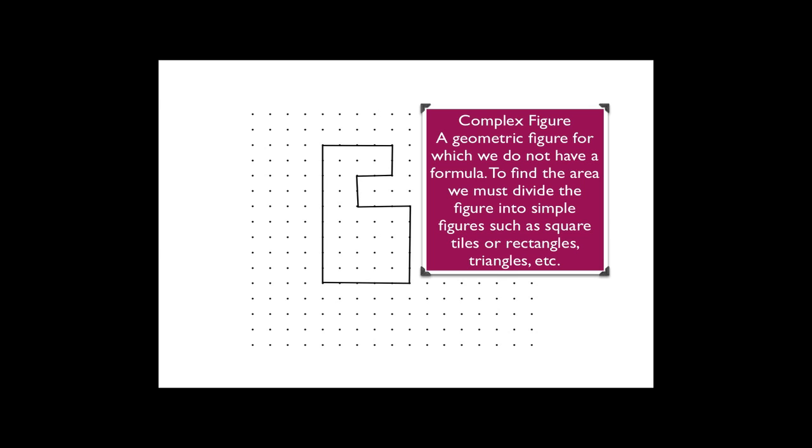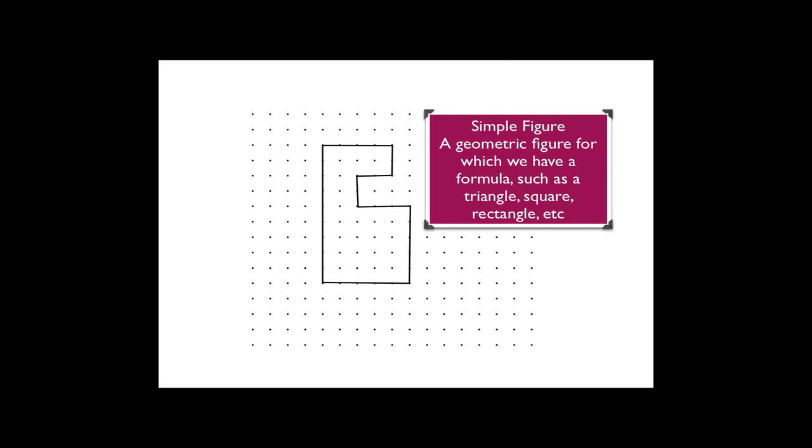A complex figure is a geometric figure for which we do not have a formula. And essentially, to find the area, we divide this figure into simpler shapes, such as squares or tiles or rectangles, triangles, or whatever. In fact, we'll do that here. So we're also talking here about simple figures. A simple figure is a geometric figure for which we have a formula, such as a triangle or square, circle, rectangle, etc. So that's what we'll work on here.